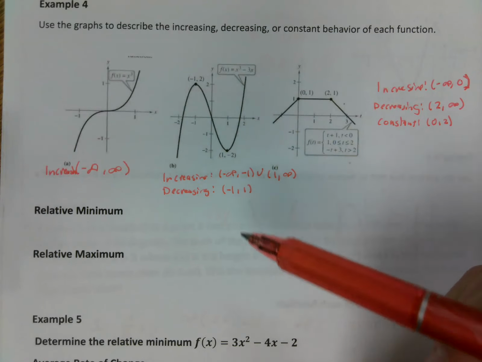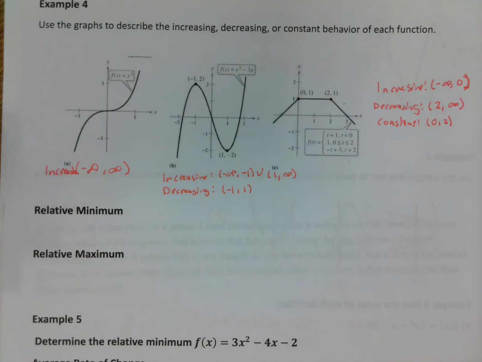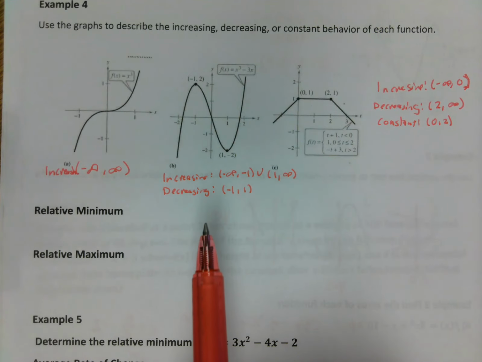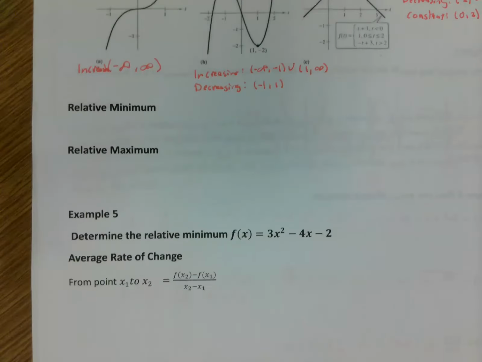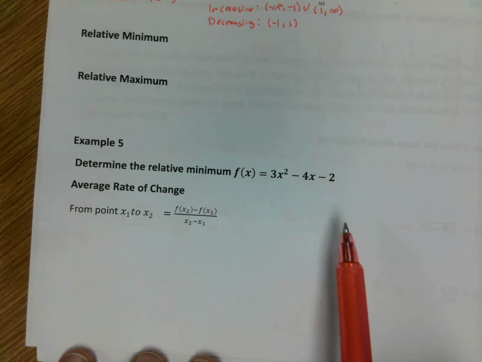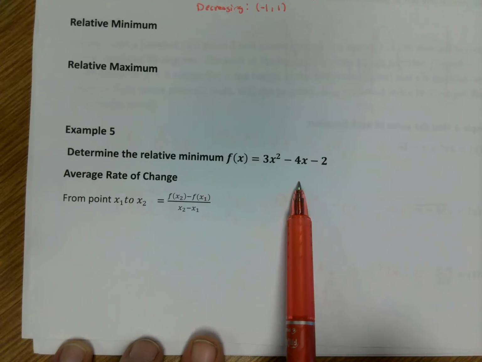Now, when we say relative min and relative max, we say the whole point. It's not just the x or y. Sometimes people just say the y, but we're going to say the whole point. So let's say we have this. Oh, there should have been a space. I want to determine the relative minimum here.